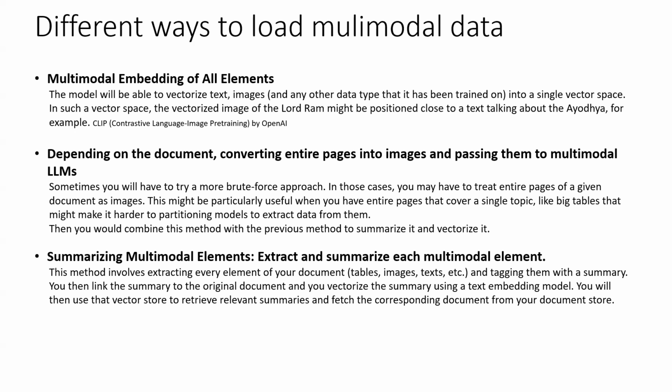if our input data has all this complexity, one way is to use multimodal embedding models. Those are models trained in such a way that even if you give them an image, they will create an embedding out of it. So this is the first option. The model will be able to vectorize your text and your images, and everything will go into a single vector space.